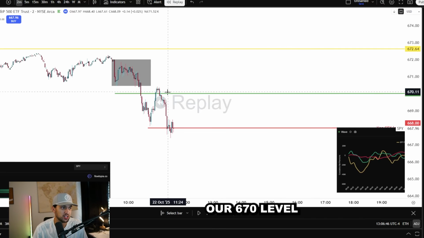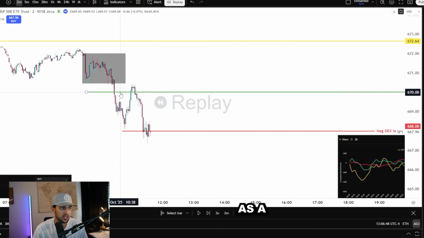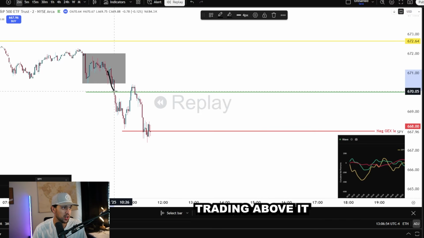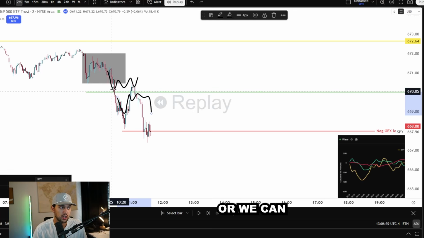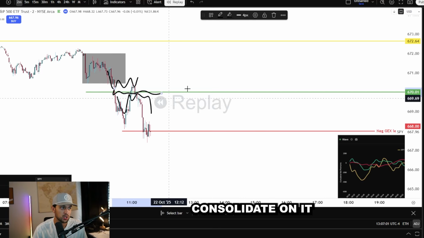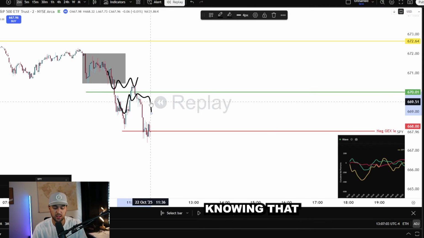So that's exactly what we did today. We identified our 670 level could be used as a consolidation level, a support level, a resistance level. It just all depends. It would act as a support if we're trading above it. It would act as a resistance if we're trading below it, right? Or we can consolidate on it. So you just want to mark that level out knowing that that's an important level.